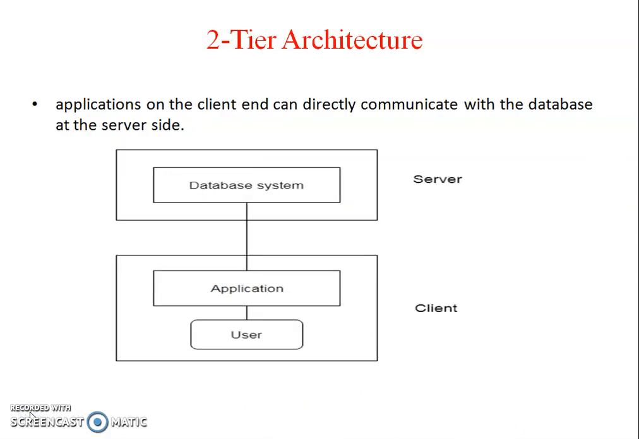Now, the next one is two tier architecture. Two tier architecture is the same as basic client server architecture, and the application on the client end can directly communicate with the database at the server side. For this application, APIs like JDBC and ODBC are used.